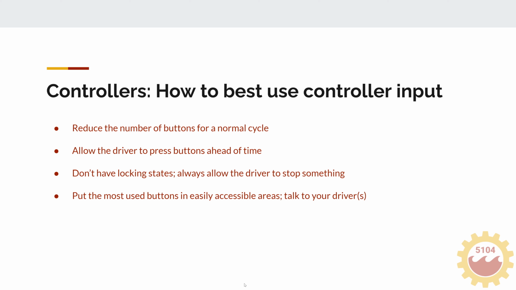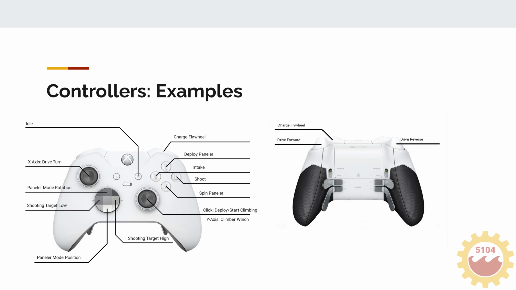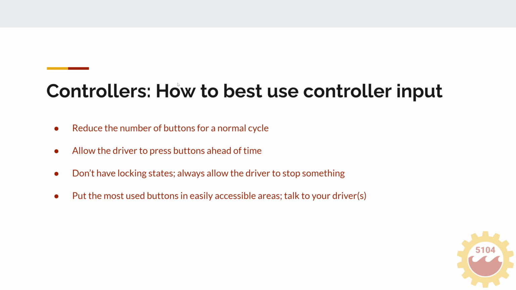Okay, so I want to talk about how to best use controller input, because I know a lot of teams struggle with this. So I'm going to show you our control layout for 2020, and I know it looks a little complicated, but most of the buttons on here are barely ever used. Here's our control layout, and basically we have one thumbstick that the driver used to turn, and then 2 triggers to go forward and back. The rest of the buttons are specific to this year's robot.